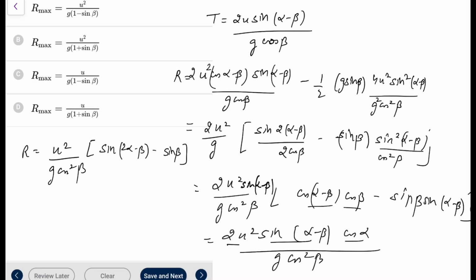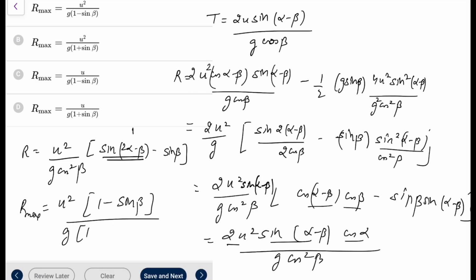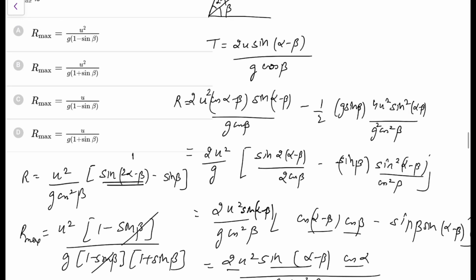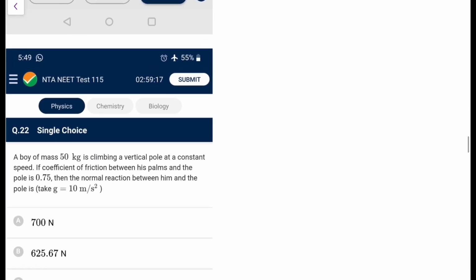Now beta is fixed, so to maximize this, it can be 1. It can be 1 when 2 alpha minus beta is equal to pi by 2. So it would be maximum 1, so it would be u square into 1 minus sine beta over g cos square beta. You can write cos square beta as 1 minus sine square beta, which is 1 minus sine beta into 1 plus sine beta. So this gets cancelled, and this would be the answer. So I doubt it would be a good one to attempt, or better to leave.